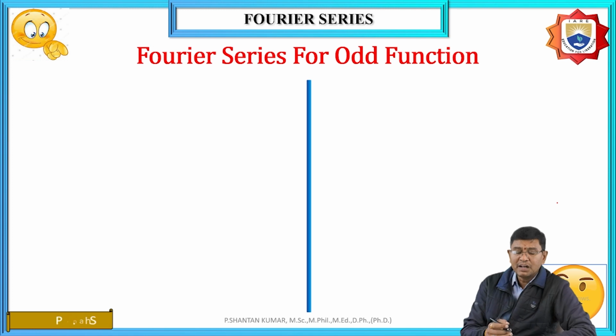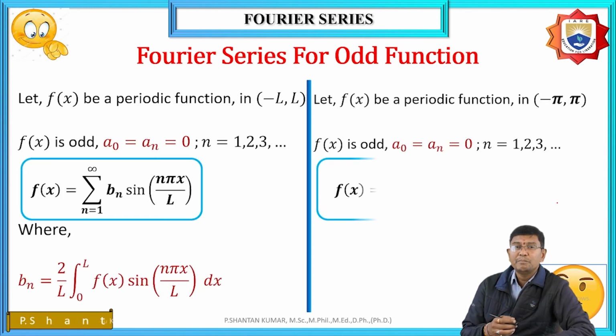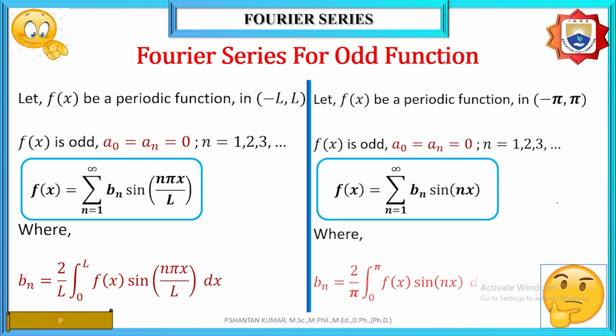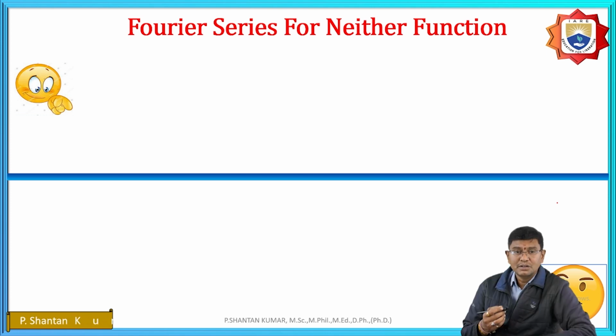And similarly, if the function is odd under the limits minus pi to pi, we need to calculate only the bn value. The bn is 2 by pi integration 0 to pi f of x into sin nx dx. As per the flowchart, for limits minus pi to pi, odd gives bn, and even gives a naught and an. And further, if the limits are minus pi to pi and the function is neither, we need to calculate a naught, an, and also bn.